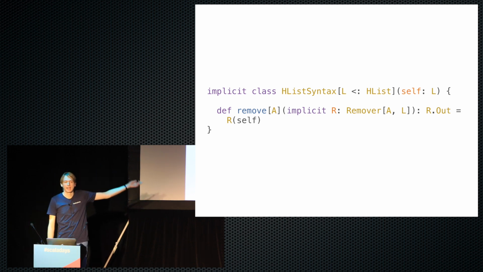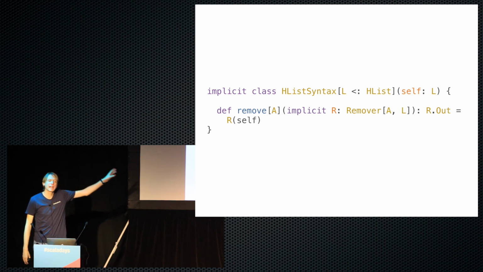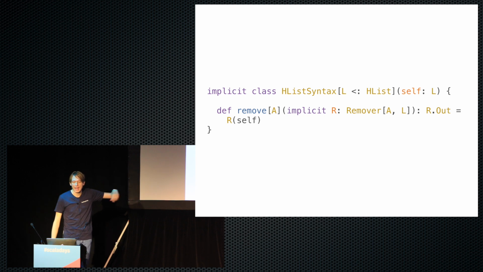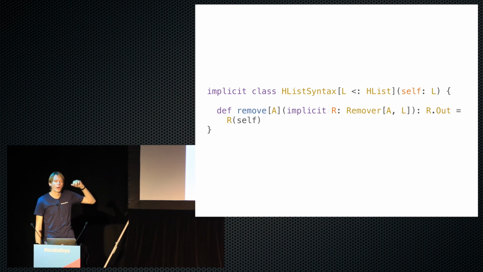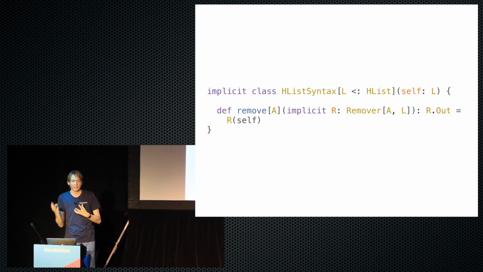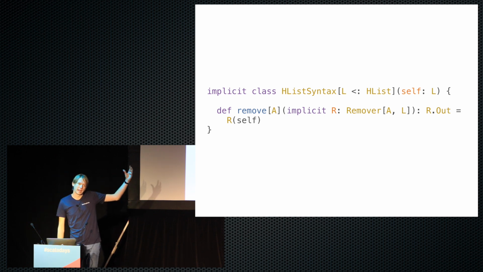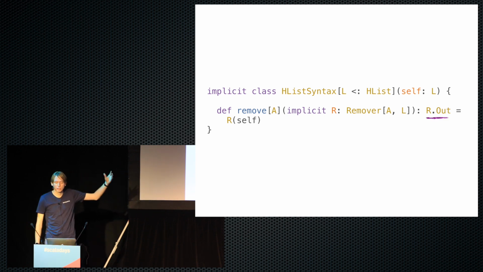We have this HList syntax class, remember, the implicit class that enriches the HList type, and we have the specific type of the HList. We define remove, which takes some parameter A, and an implicit remover for type A and list L. So an implicit proof that given a list, we can remove this type from this list. And this type class has a particular return type.